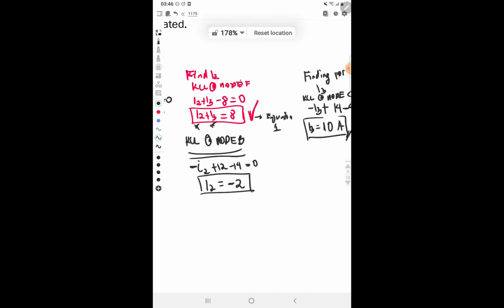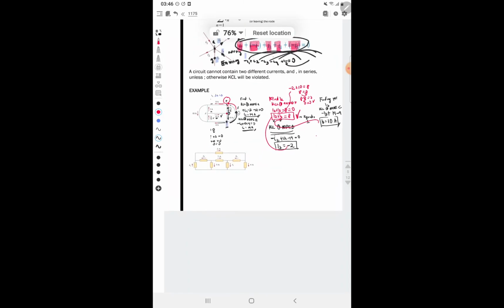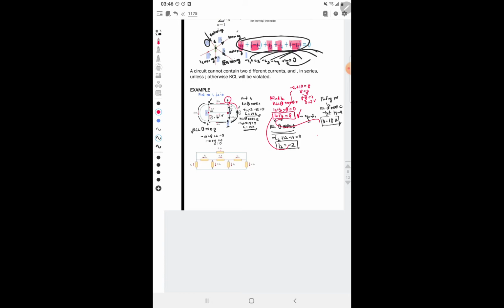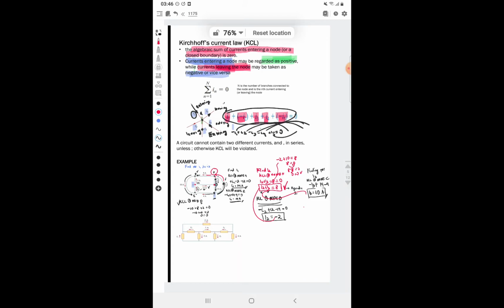So, i-recheck natin. If I would substitute my 10 ampere here and my negative 2 ampere here, I will have negative 2 plus positive 10, it is equal to 8. So, 8 is equal to 8. Pag transpose ko yan, 8 less 8 equals 0. So, 0 equals 0. Which will go back to our KCL or Kirchhoff's current law, wherein it states that the currents entering and leaving the node is always equal to 0. Okay? Yan ang ating KCL.